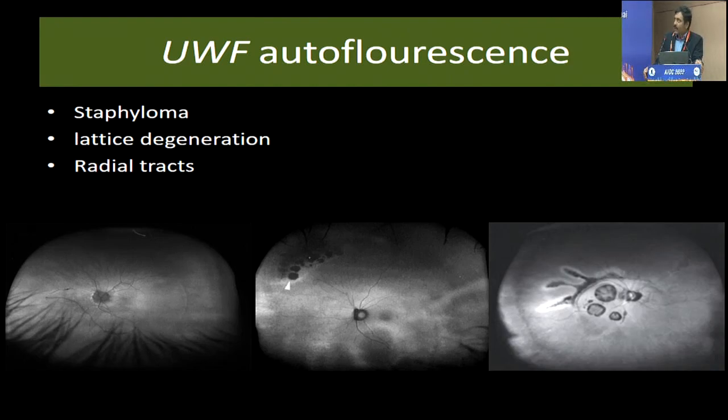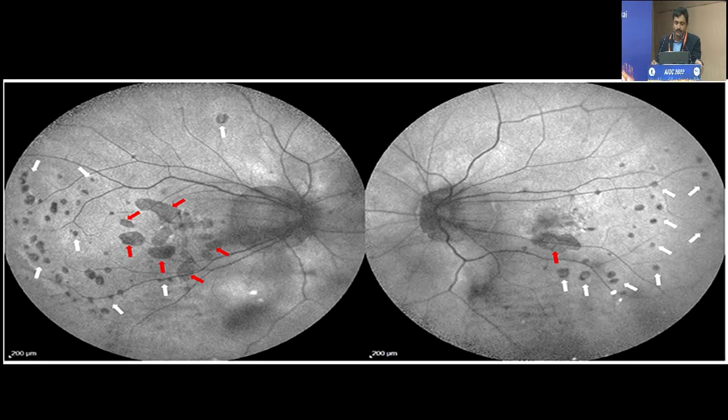Another wide field imaging utility is the use of ultra wide field autofluorescence. It can be helpful in cases of staphyloma. You tend to see some pigmentary alterations at the edge of the staphyloma and other things. Even the lattices, like in the second picture here, you can image a non-pigmented lattice and it can be very well shown as a hypofluorescence, and the radial tracts. Many peripheral lesions can be picked up on autofluorescence also.